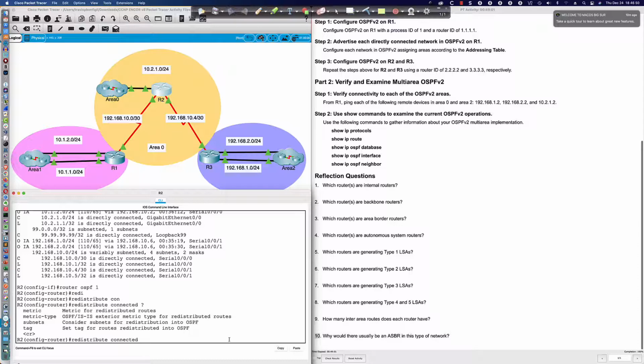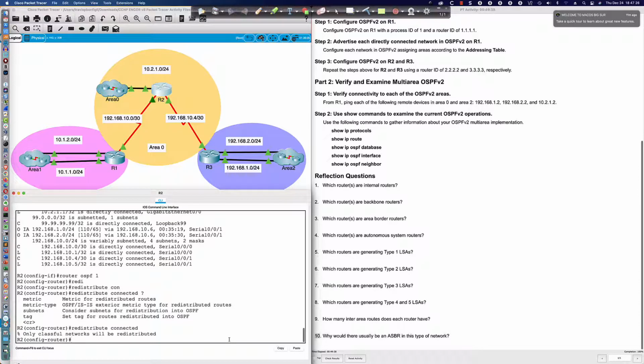And the first one is the metric. So I can set the metric, right? But we're not going to do that. We're going to let the default play out so that we can have that conversation. The metric type. Remember I said there's the OE1 and the OE2? Well, here's where we're going to see how we could set the metric type if we didn't want it to be an OE2, which is the default. The most important option is the subnets option, because I'm going to hit enter right now without putting a tag on there, without putting the subnets or the metric type or the metric setting, right?